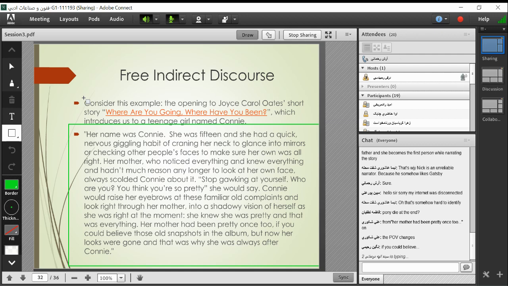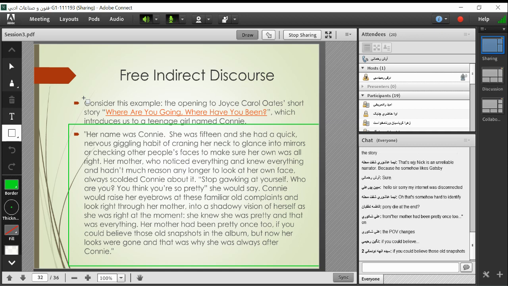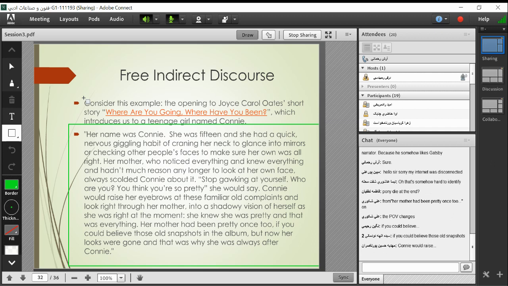So in this case, her name was Connie. She was 15 and she had a quick nervous giggling habit of craning her neck to glance into mirrors or checking other people's faces to make sure her own was all right. Her mother, who noticed everything and knew everything and hadn't much reason any longer to look at her own face, always scolded Connie about it. Stop gawking at yourself. Who are you? You think you're so pretty, she would say.